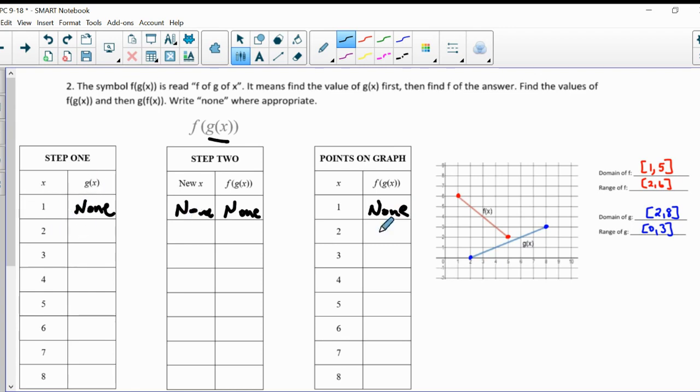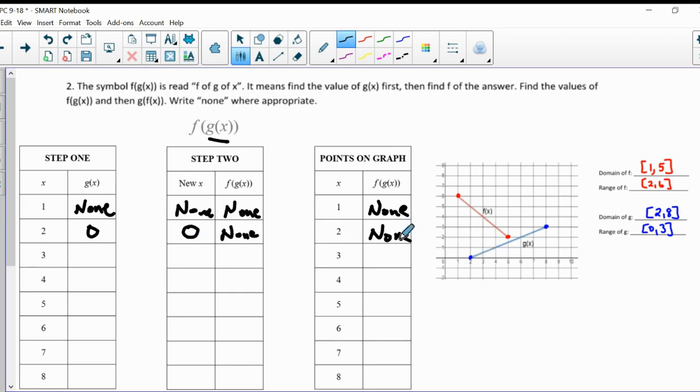Now let's try 2. If I plug 2 in, I get 0 for g. That's this point right here. So then that's going to be the new x that I put into f of g. So 0 is my new x, and there's no value of f. If it was a full function that had negative infinity to infinity as its domain, then that would have something. But I have nothing that makes that work. So once again, there is no point on f of g of x for x equals 2.